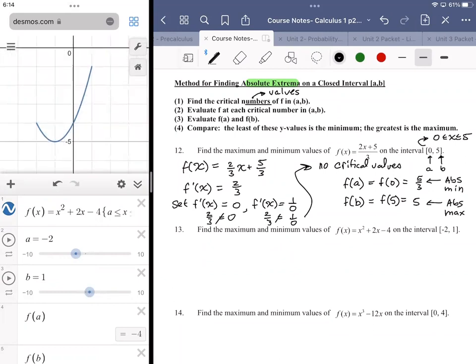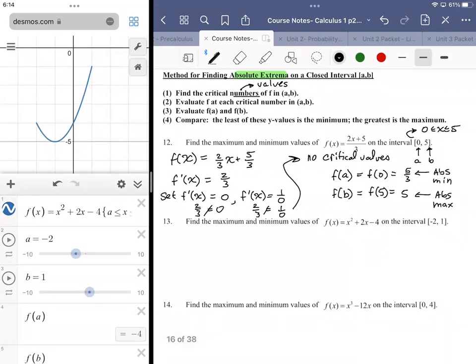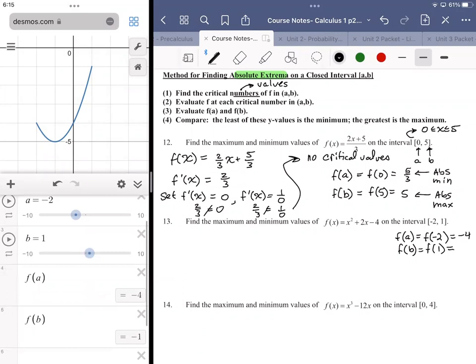Now, these are clean numbers, so you can actually just look at the picture. I have the relevant piece, and I could determine visually what my extreme values are. But I now know that f of A, which is f of -2, is going to be a -4. My f of B, which is the same as f of 1, is going to be a -1.